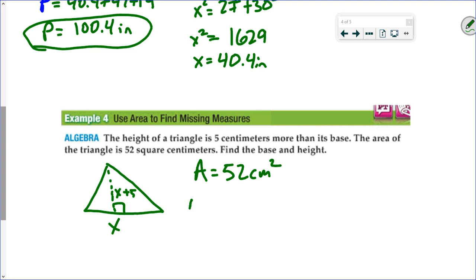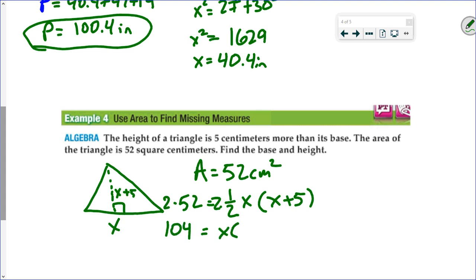So then you just got to use area equals 1/2 base times height. In this case, the base is x. The height is x plus 5. Of course, we'll substitute 52 for A, and that'll give us an equation we're able to solve. Multiply both sides by 2 to clear my fraction. So 104 equals x times x plus 5. So that gives us 104 equals x squared plus 5x.